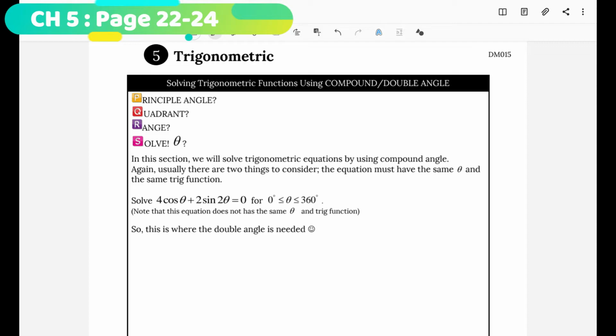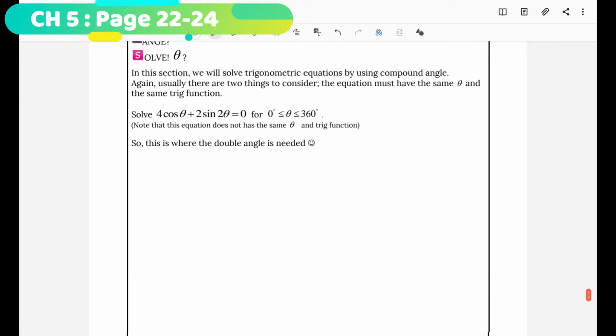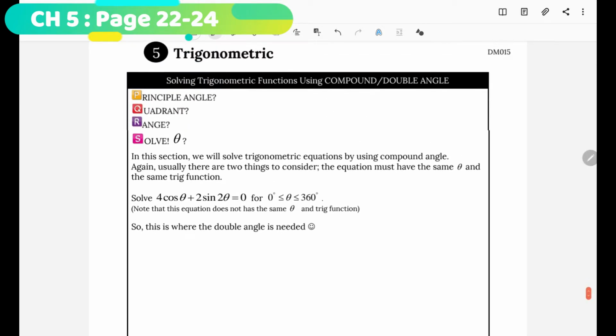Okay, so moving on to solving trigonometric functions using compound or double angle. So, masih lagi menggunakan jalan kerja yang sama. PQRS, principal angle, quadrant, range and solve for theta. So, now our question here is, in this section, we will solve trigonometric questions by using compound angle. So, ini kita akan menggunakan compound ataupun double angle formula.